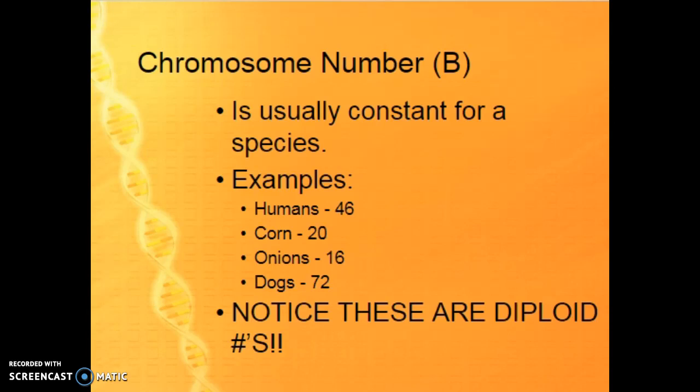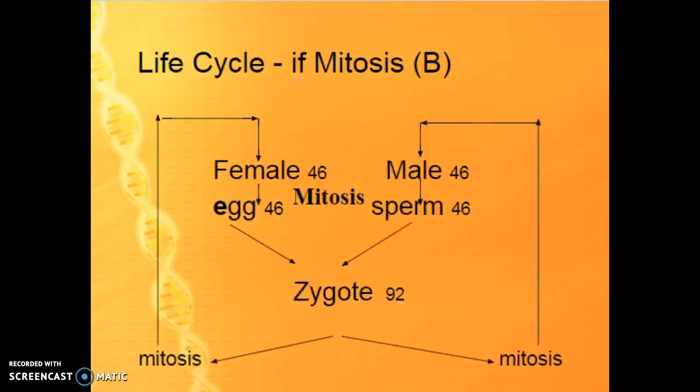So we say humans have 46 chromosomes. These are diploid numbers of chromosomes. So that's a 2n equals 46. Corn has 20, onions have 16, dogs have 72. If you have more than 72, or if you have 71 or 73, you're not a dog. If you have 44 or 41, you're not a human, unless you've got some sort of a disorder that throws off your number of chromosomes.